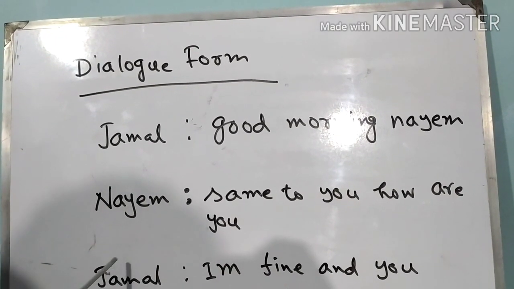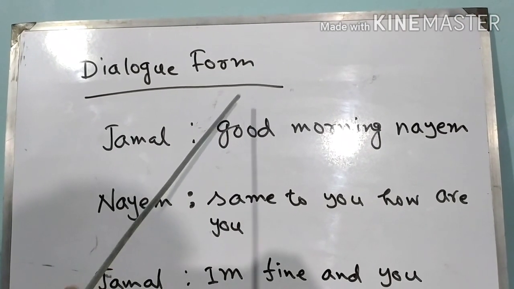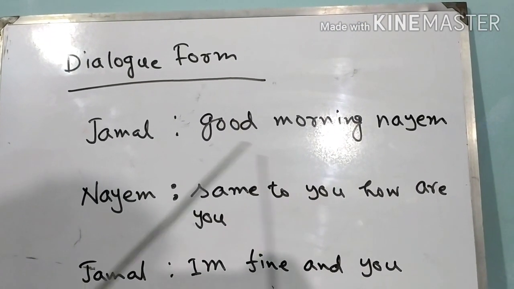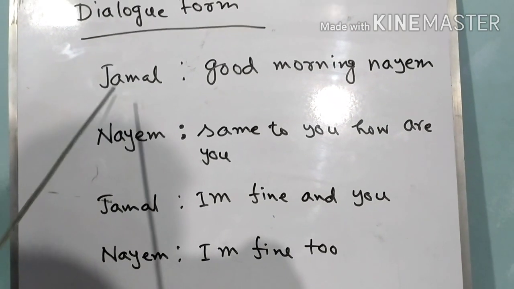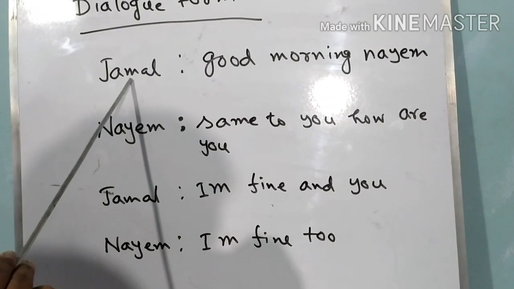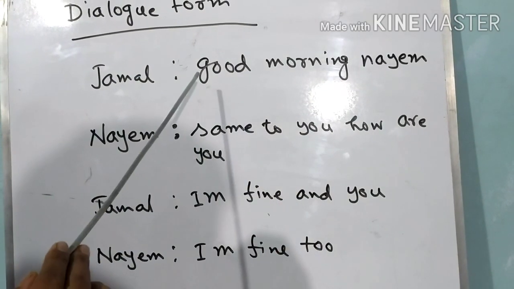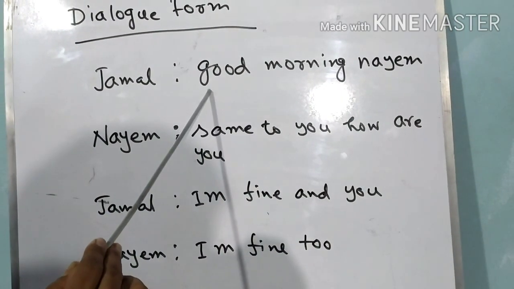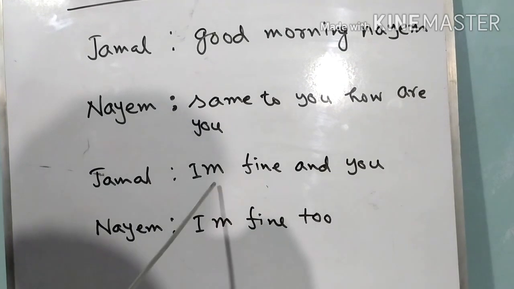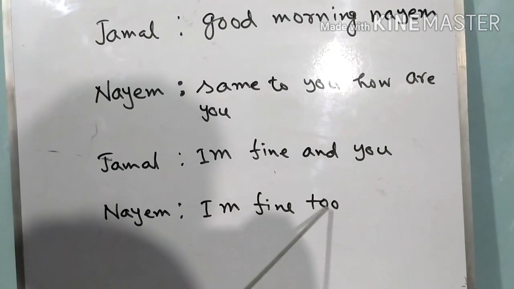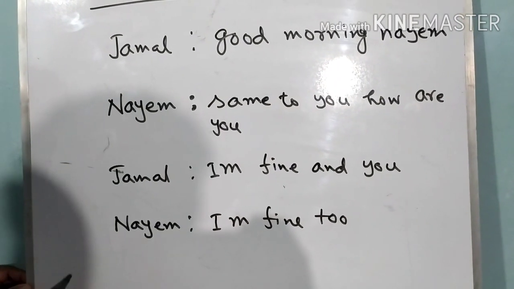Students, here you see how punctuation comes in dialogue form. You will see a dialogue. Here is an example for you. Jamal and Naeem's conversation. Jamal firstly says, good morning, Naeem. You have to use punctuation and capital letters in these sentences. Then Naim says, same to you, how are you? Jamal, I'm fine, and you? Naim, I'm fine too. Now I am giving the answers.